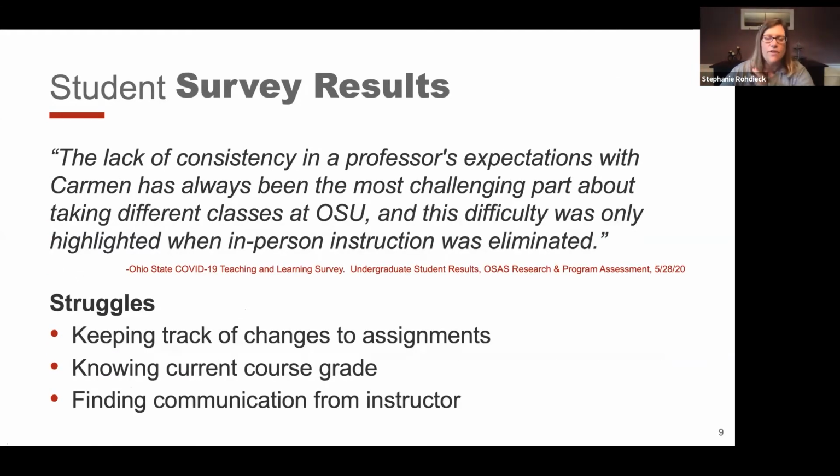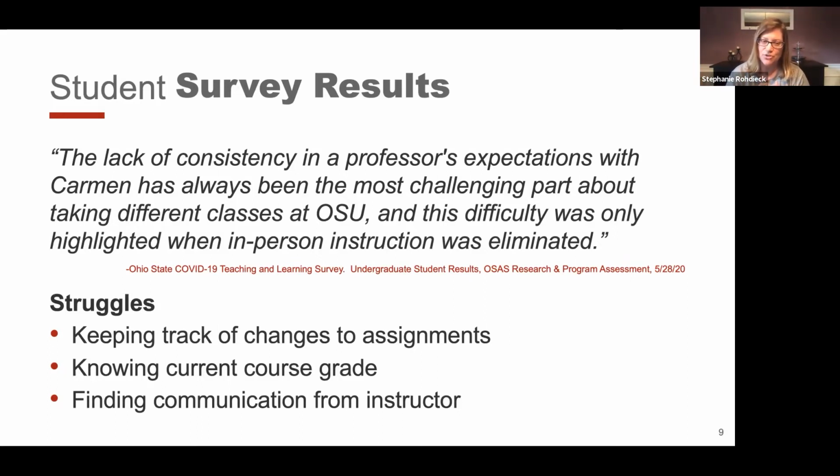And where did this come from? A lot of this came from our student surveys. The OSAS office, our researchers there, did three surveys: one for instructors, one for undergrad students, and one for graduate and professional students. What they found in the undergrad student survey was that students really struggled with a lot of things, but I'm highlighting the things that connect to Carmen.